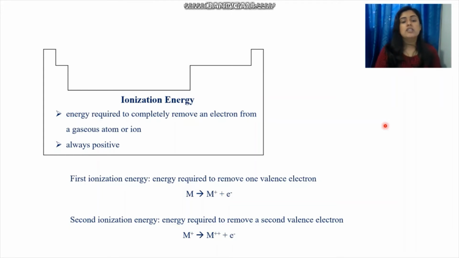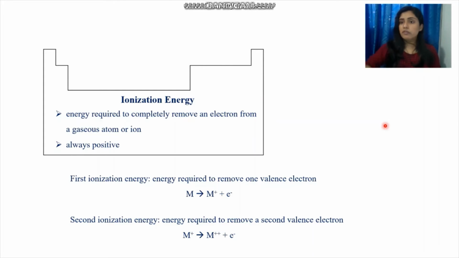Okay, and you have several things like the first ionization energy, second ionization energy, third ionization energy, and so on. First ionization energy means the energy that is required to remove the first valence electron from an atom. Like you have M, which is an element or an atom. If you are removing one electron from its outermost shell, or valence electron, it becomes M plus. Some energy is needed for that. That is the first ionization energy.